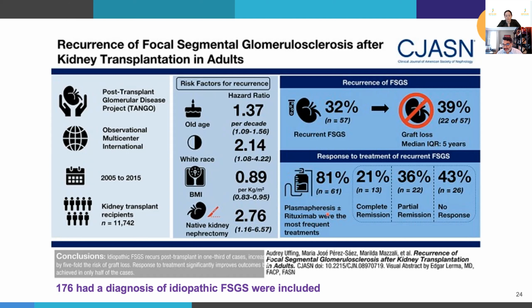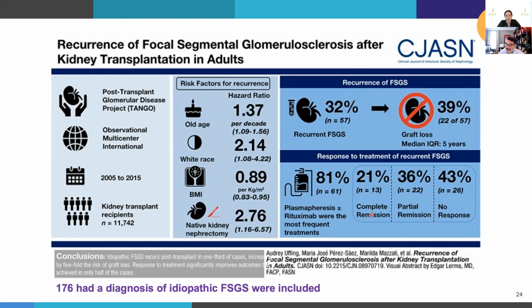They looked at treatments, and this is not a clinical trial. This was just seeing what people did to treat the recurrent FSGS. And about 81% of patients got plasmapheresis and/or rituximab to treat the recurrence. And with that, about half of patients had some remission.